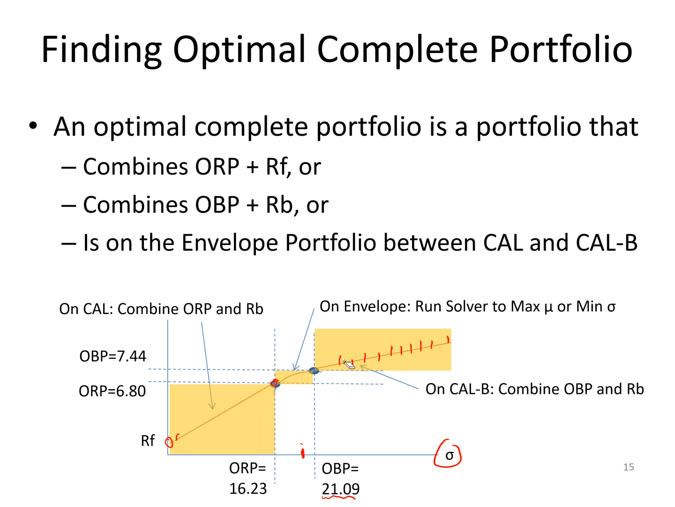I could also find optimal portfolios that target levels of return. So notice that the expected return of the optimal risky portfolio is 6.8. The expected return of the optimal borrowing portfolio is 7.44. If I want any level of return greater than 7.44, I'll then be on this CALB. If I want any level of return less than 6.8, I will be on this line here. If I want any level of return between 7.44 and 6.8, I'll simply find an envelope portfolio.